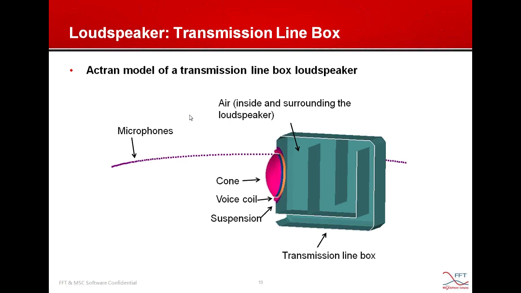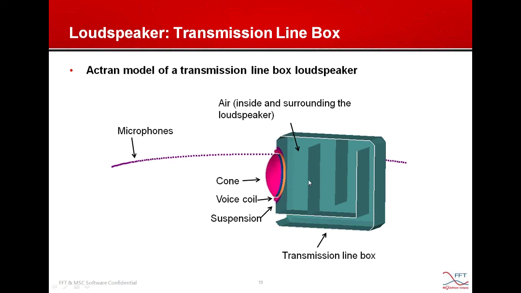So the last example is the loudspeaker problem. We can see this is a loudspeaker with the box and the cone, the voice coil, and the suspension. In a loudspeaker enclosure design, the box design, sometimes we use a transmission line box like this one. When the cone vibrates, we will have acoustic waves with negative phase on the inner side of the cone.